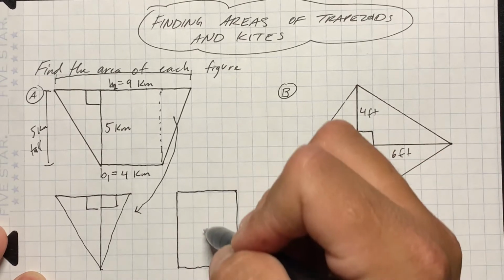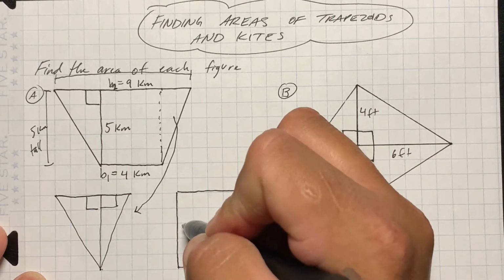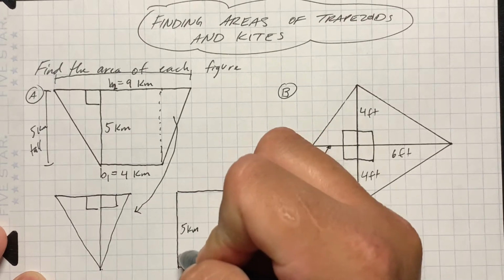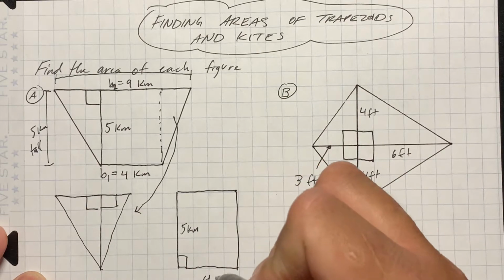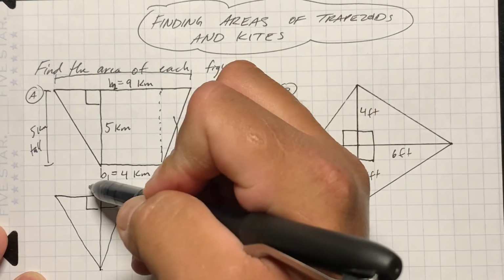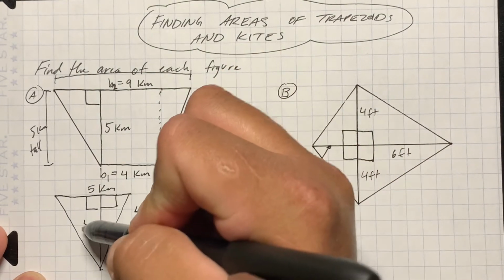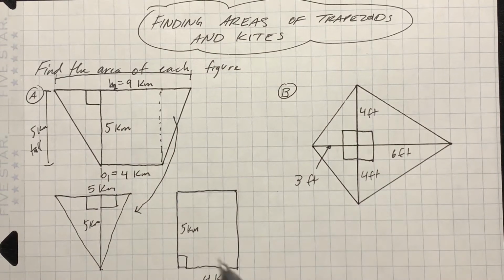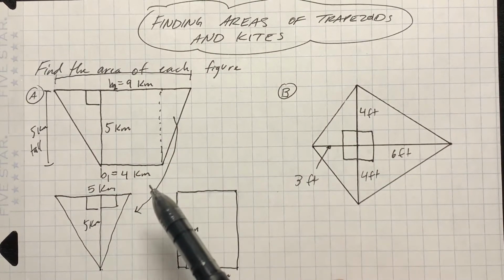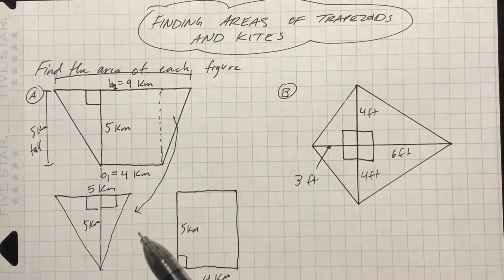And then that rectangle again. This is 5 kilometers tall, and we have 4 kilometers across. This one we have 5 kilometers across and 5 kilometers tall. All right, so again, we decompose this trapezoid into a rectangle and a triangle, okay? Now we're gonna find the areas of these shapes.